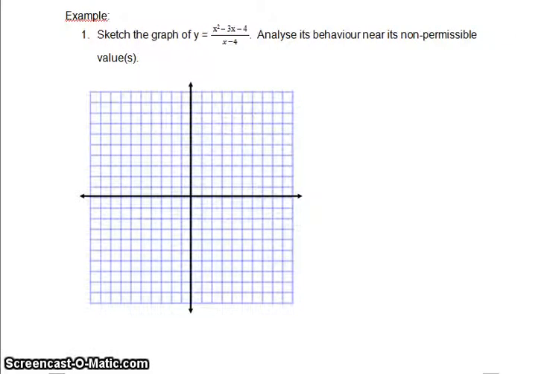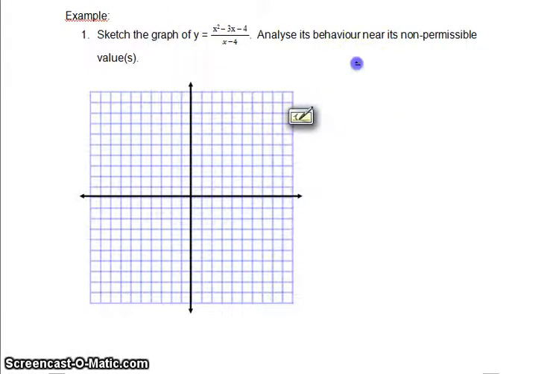Alright, so hopefully you ladies had a couple minutes, or at least a chance to think about how to graph or actually tried it out. So to start off here, we have y is equal to x squared minus 3x minus 4, divided by x minus 4.